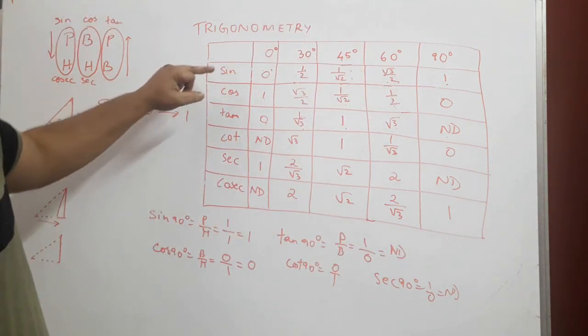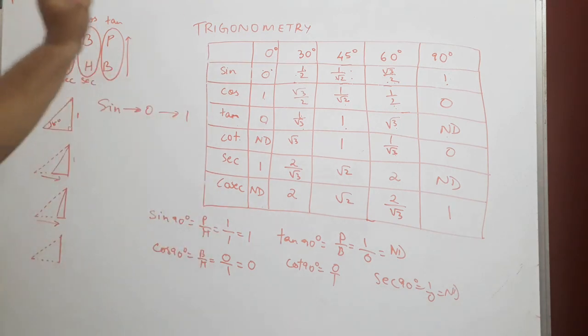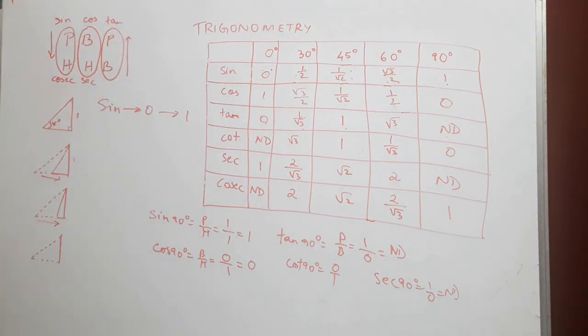So we have how many? 6 trigonometric ratios, and we have got 5 angles, which gives us a total number of values as 30. So this is all about the basics of trigonometry and the trigonometric table, which we will soon go on to apply and solve various trigonometric problems. So nothing to worry about it.